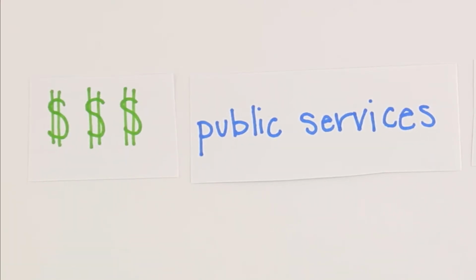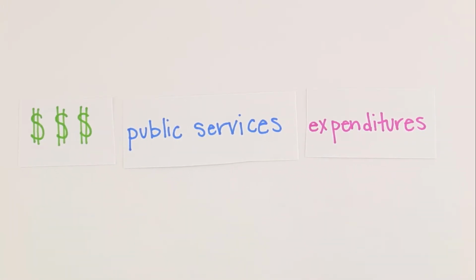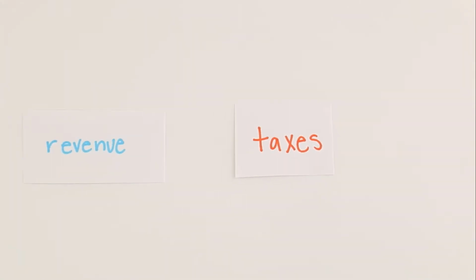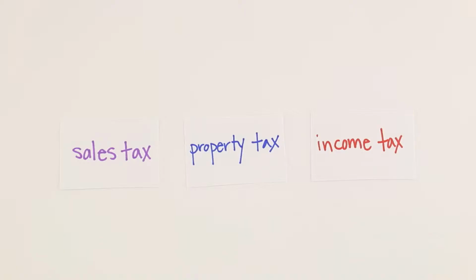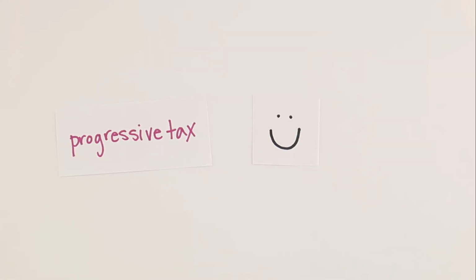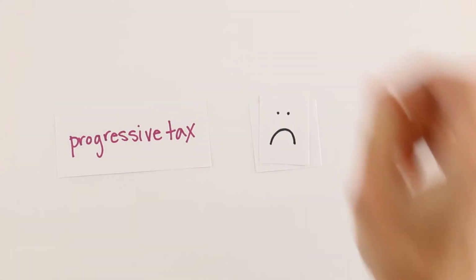So, in summary, the government pays for a lot of public services. We call these expenditures. They raise money to pay for these expenditures by collecting taxes. We call this revenue. The main types of taxes are sales tax, property tax, and income tax. The U.S. uses a progressive income tax, meaning the more money you make, the more money you pay.